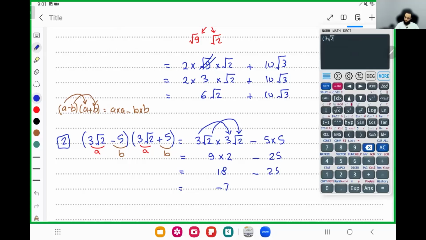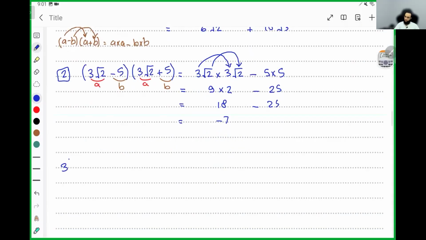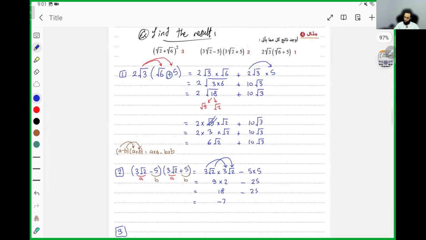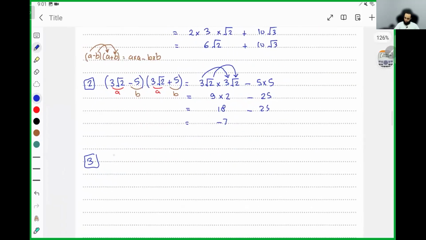Bracket 3 root 2 minus 5, and then 3 root 2 plus 5. Yes, it's negative 7. We are correct. Number 3: root 2 plus root 6, all power of 2. You know how to decompose this bracket?